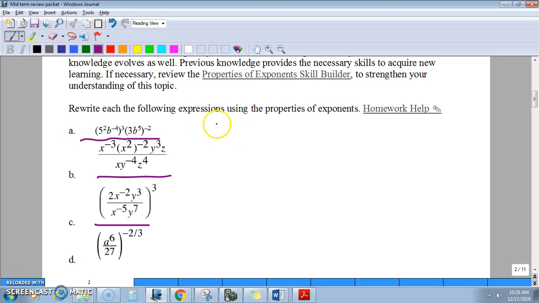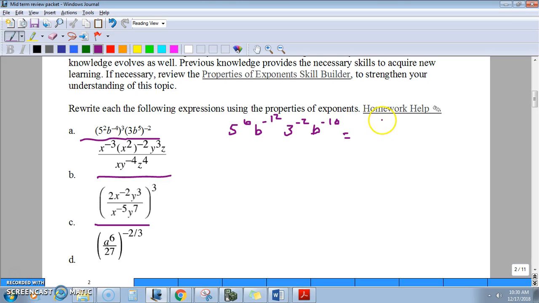All right, so power to a power, we just multiply. So 5 squared becomes 5 to the 6th power. B to the negative 4th becomes B to the negative 12th power. 3 to the negative 2 power becomes 3 to the negative 2 power. And B to the negative 10th power.